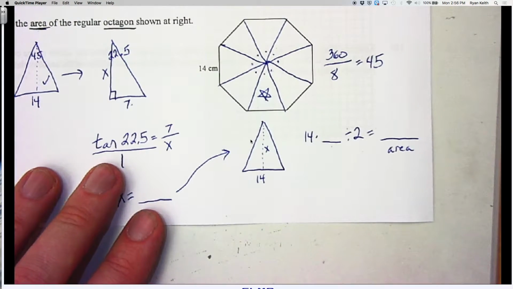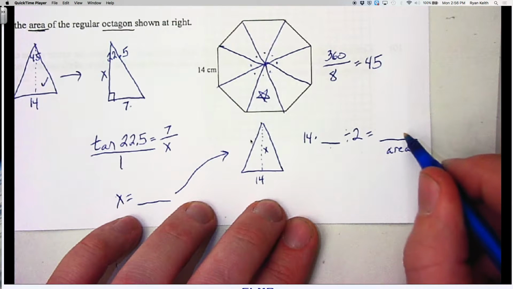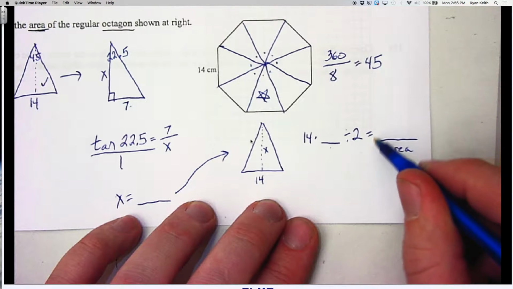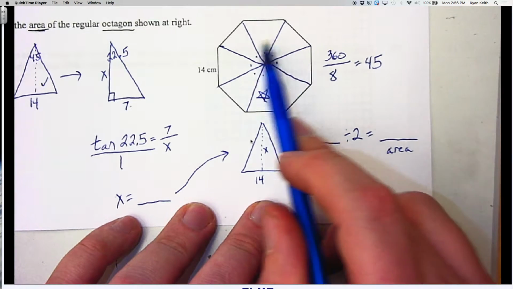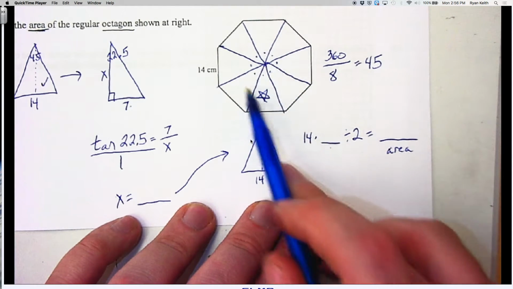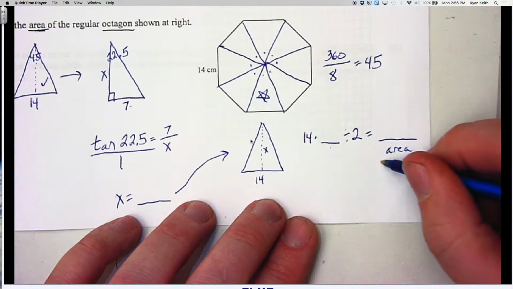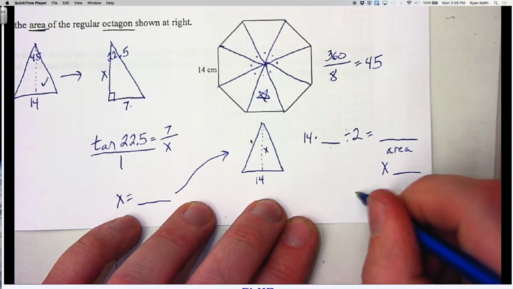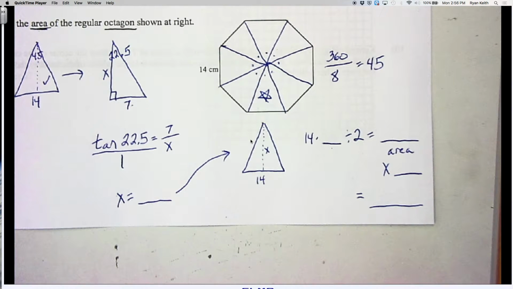And I'll simply say, to conclude this problem, that if this is the area of one triangle, look at your octagon and think for a second about how many triangles are actually in this figure. So you're doing this answer times something to get your final answer, your final total. On to page 2.